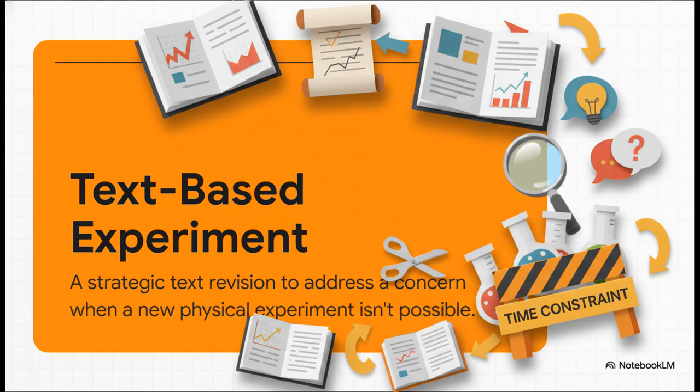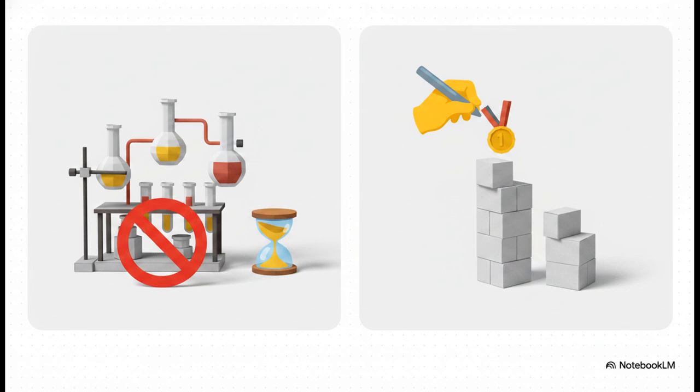But we've all gotten that one comment, right? The one that asks for a huge new experiment that you just don't have the time or money to run. It feels like a dead end, but you can't just ignore it. So instead of a physical experiment, you run a text-based experiment. And this is the pivot. It's such a smart move.